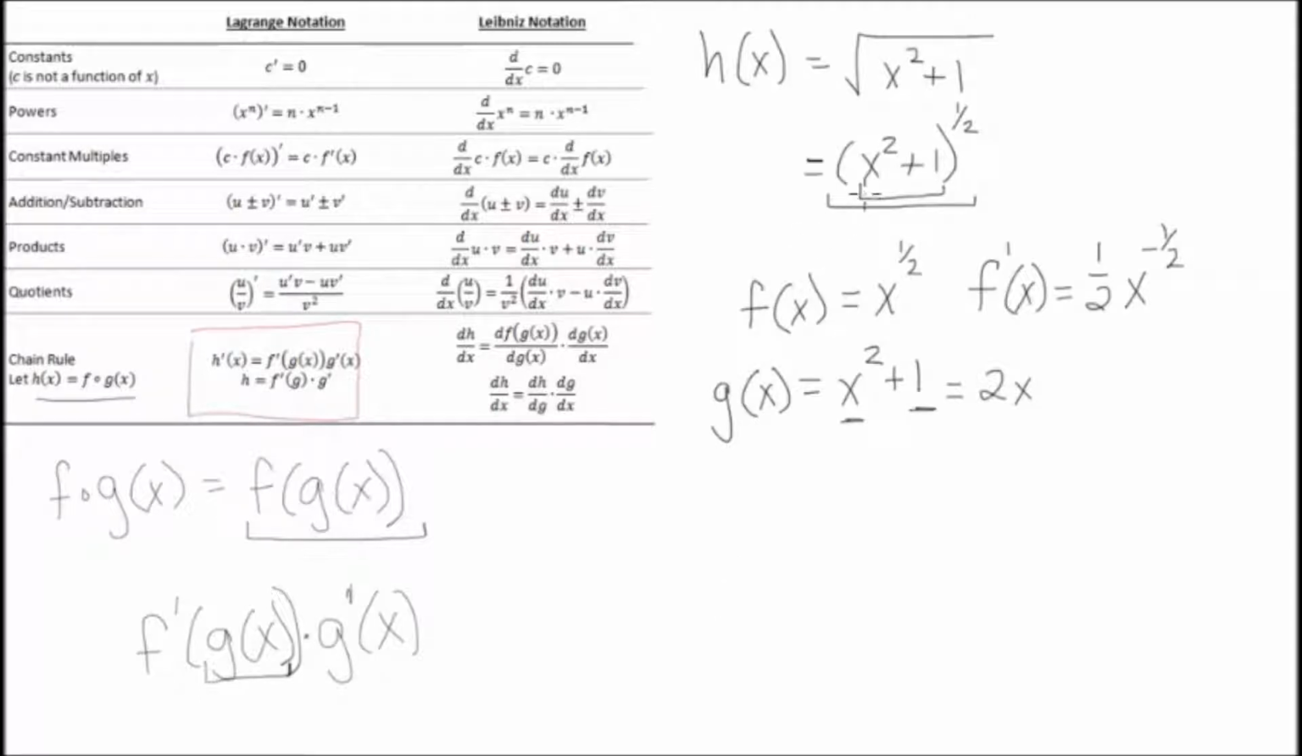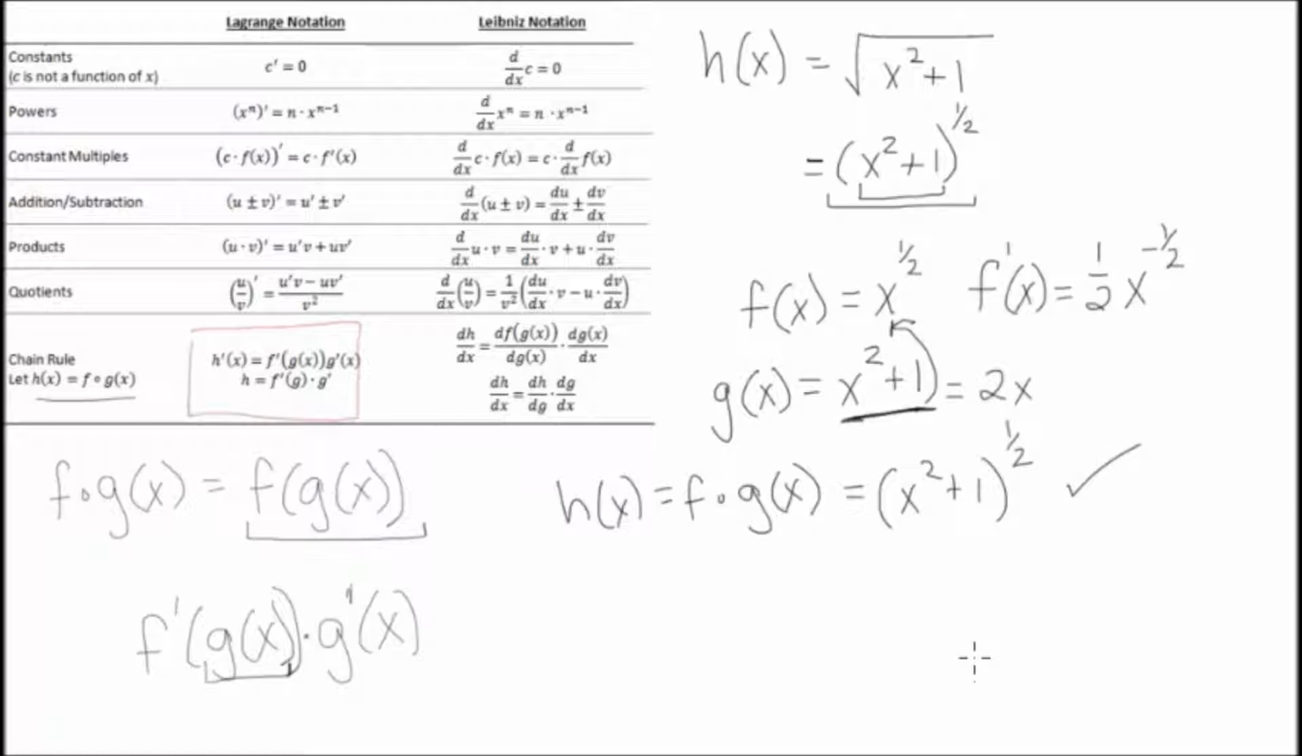Notice that the g of x is being square rooted. So if we were to rewrite this, we would write that h of x is the composite function of f and g of x. And you can think it through and actually just check that that's the case. If I took x squared plus 1 and put it in place of the x here, I would get x squared plus 1 to the 1/2, which is the function that we're trying to take.